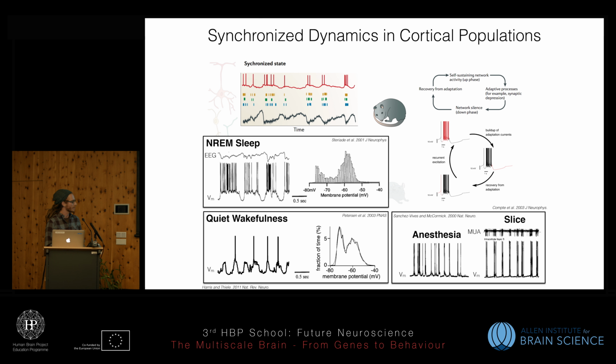All of these states are thought to be mediated by an adaptation mechanism where recurrent activity maintains the up state, but is then quenched by an adaptive process which makes the network fall into a down state. And then once recovering from adaptation, the network returns to an up state.